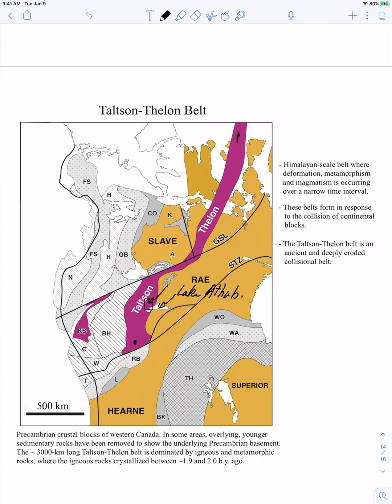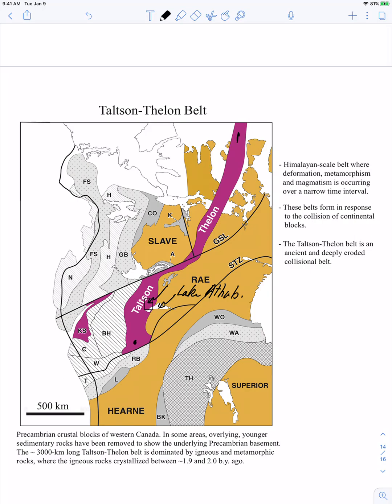Okay, so what we want to do is try to determine what tectonic setting the Taltson-Thelon belt formed in. In order to do that, what we typically do is look for modern day analogs. So where on the modern day Earth do we see simultaneously deformation, magmatic activity, and metamorphism going on in a very laterally extensive belt, a belt that's thousands of kilometers long? One place where that's happening today is in the Himalayas. Okay, so we have this long belt where simultaneously you have deformation, magmatic activity, and metamorphism going on.